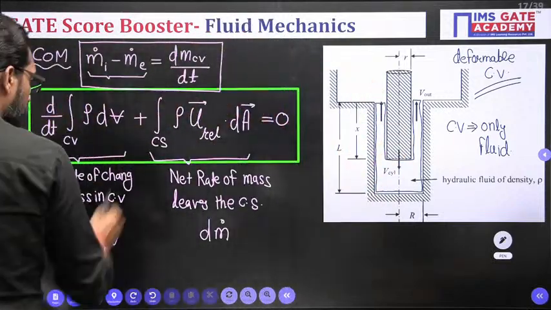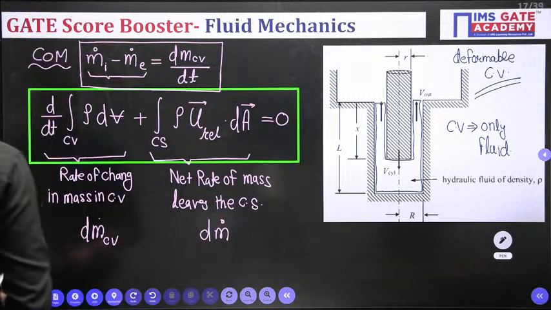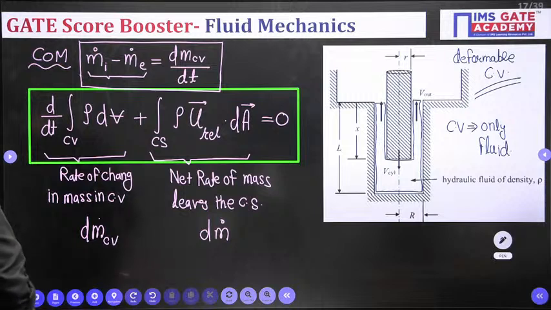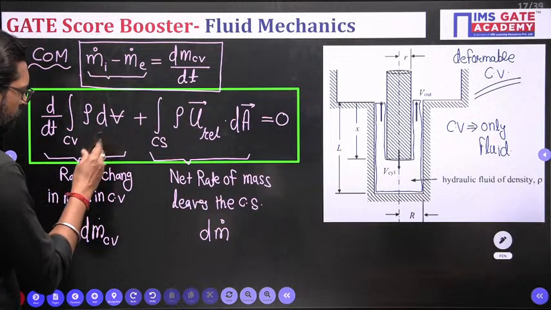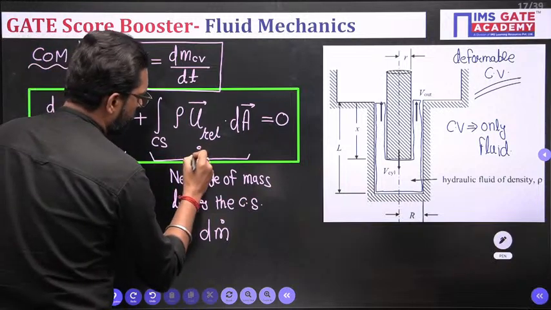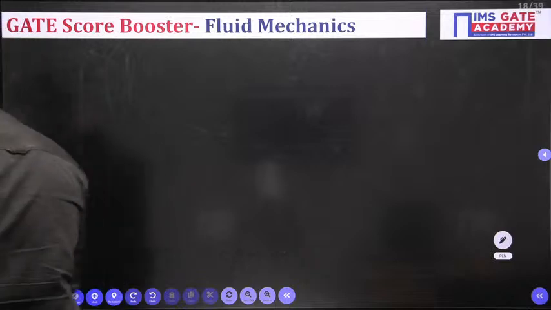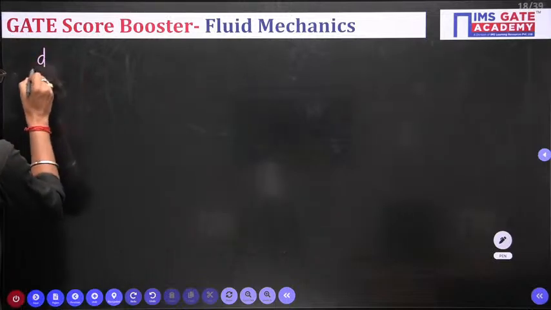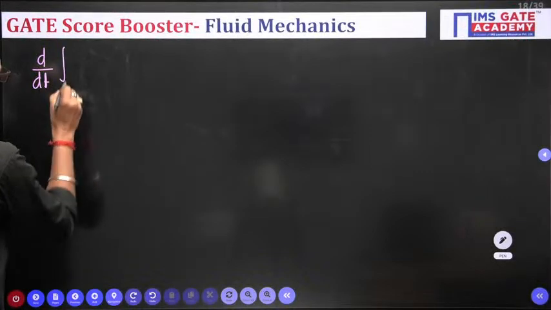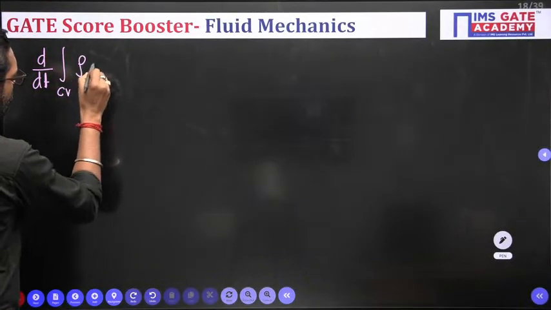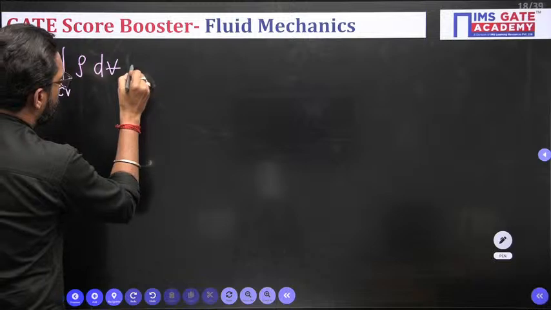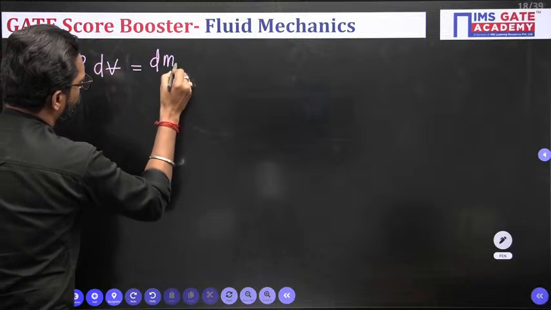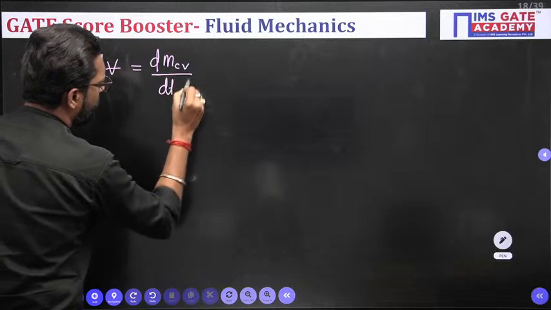So we have to apply this equation. How do we apply it? This is your first term and this is your second term. If you write the first term, it is d by dt of the integral over the control volume of rho dV. So this is simply d m_cv by dt. Yes or no?